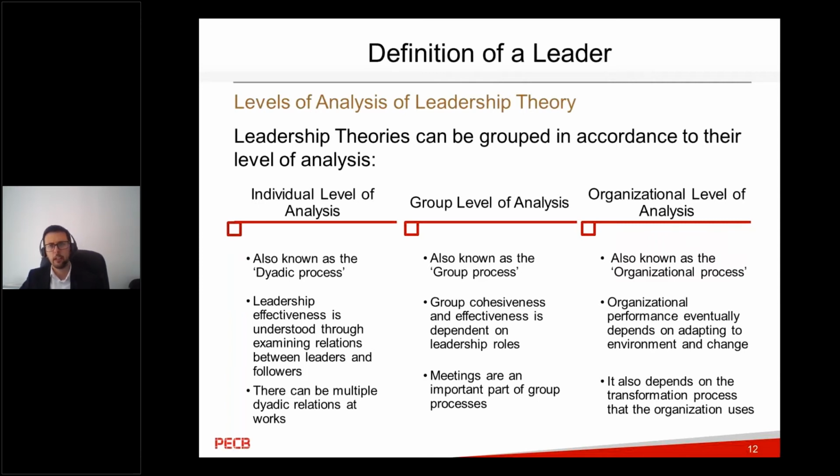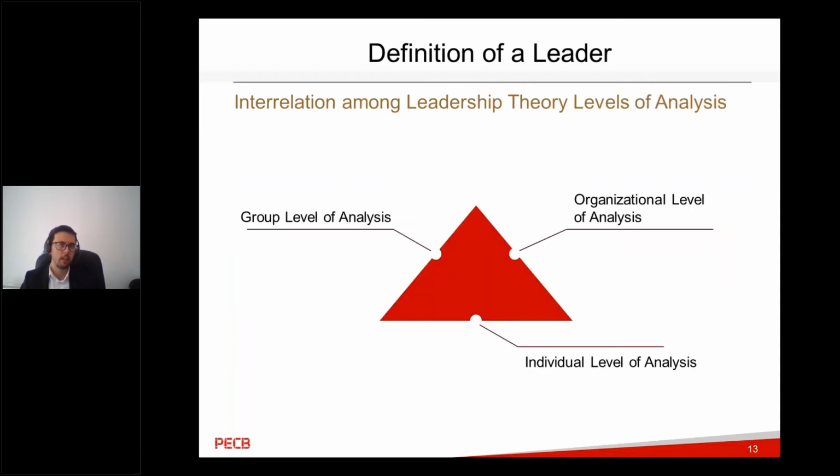So these are the three levels of analysis when it comes to leadership and how it pertains to the roles of managers as well. But we also think that they do not exist in a separate dimension. When we talk about the individual level, the group level, and the organizational level of analysis, we are talking about the same triangle or the same idea. As you can see in the picture, the individual level of analysis forms the base of the triangle.